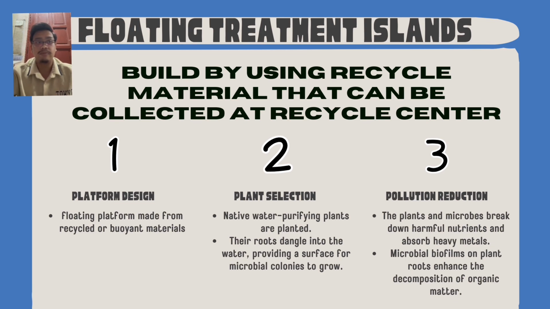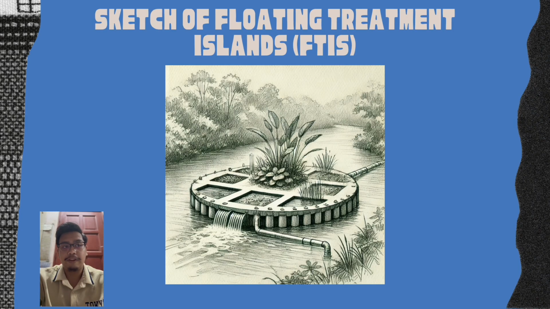Plant selection. Native water-purifying plants are chosen for their ability to thrive in polluted environments. Next, platform design. The floating base, made from buoyant recycled materials, provides a sustainable and efficient support system. Like the hybrid reactive barrier, FTIs are also constructed using recycled materials collected locally, ensuring accessibility and sustainability. So, this is our sketch of our floating treatment island.